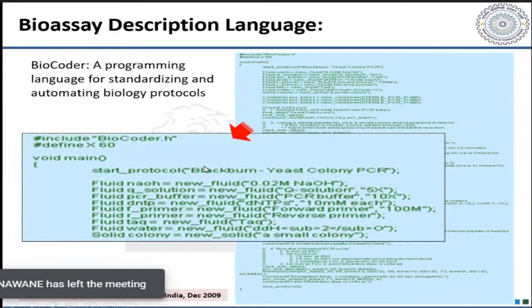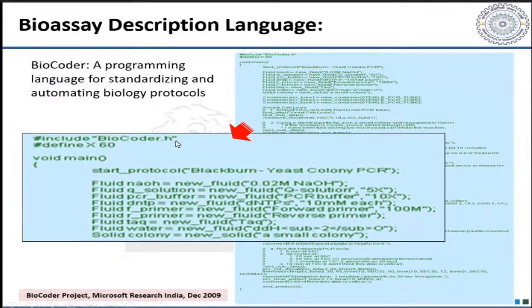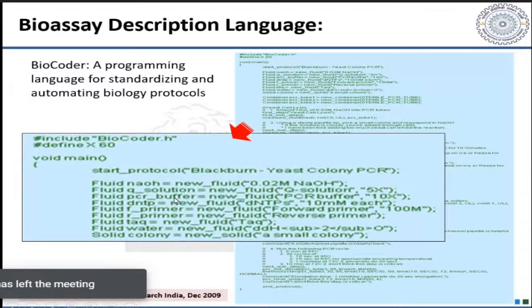Here you can see that the syntax is similar to the C++ language. Hash include some header file, where all these functions are written, and some hash defined 60 something, some variable has been defined, and then void main, and then start protocol, the name of the protocol. It is some different kind of PCR test. There are many different kinds of PCR tests. We are doing RT-PCR for COVID, but this has a long history and a large number of variants of this test.